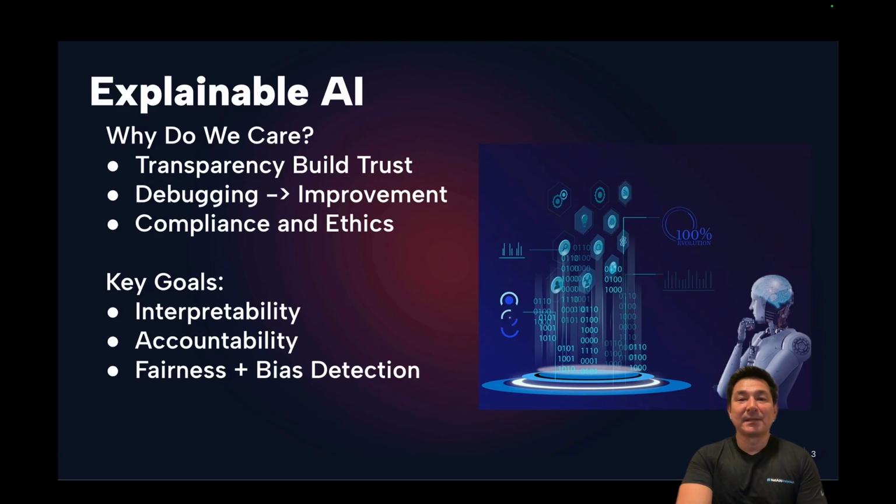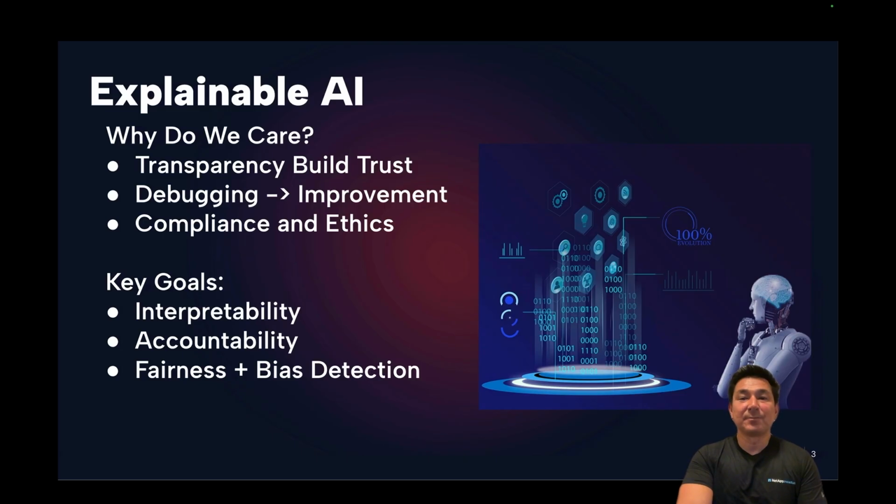Next, debugging and model improvement. Explainable AI helps us uncover hidden biases, inconsistencies, and data quality issues. By understanding the decision-making process, we can better diagnose and improve our models. Finally, compliance and ethics. In industries like healthcare, finance, and legal, where decisions can significantly impact lives, it's essential that AI systems are not only effective, but also ethical and compliant with regulations.